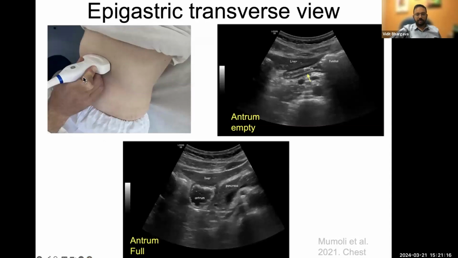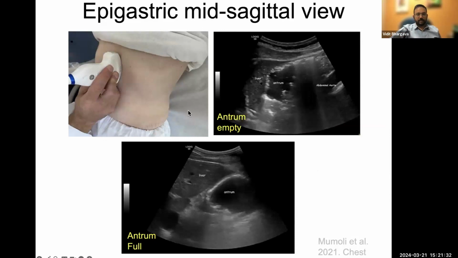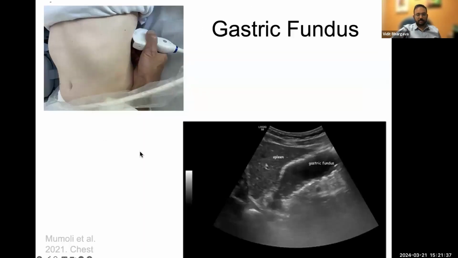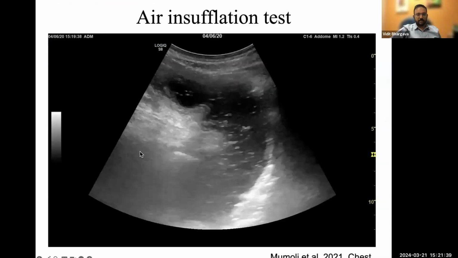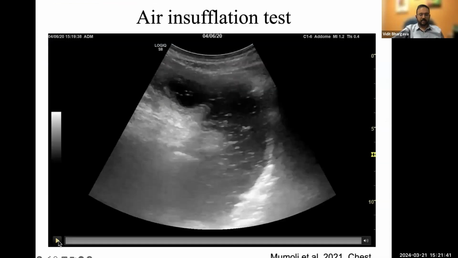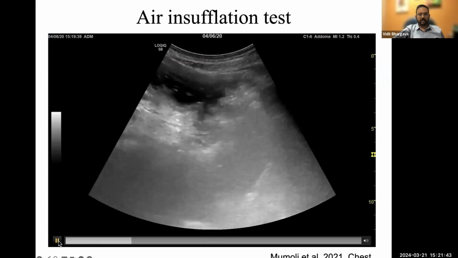So these are the views. Instead of using the sagittal plane, they used a more transverse plane, and so that's how they could see the gastric antrum in that more finger-like projection. They've shown pictures as empty and full. And then there's that mid-sagittal view, which we've already talked about. The gastric fundus view we talked about, and this is what dynamic air fogging looks like.